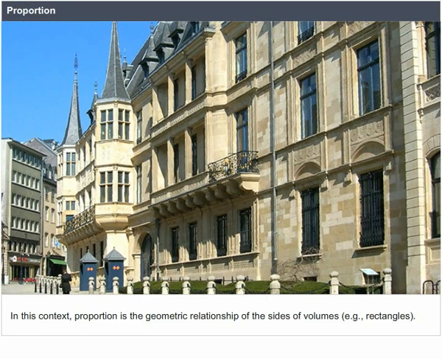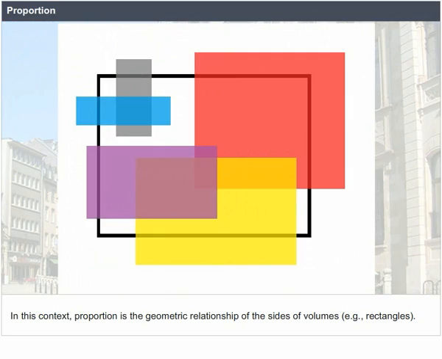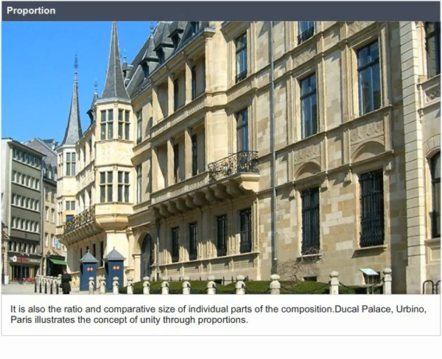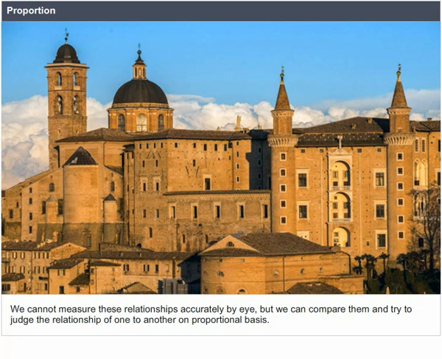Proportion. In this context, proportion is a geometric relationship of the sides of volumes, that is, rectangles. It is also the ratio and comparative size of individual parts of the composition. Ducal Palace, Urbino in Italy, illustrates the concept of unity through proportions. We cannot measure these relationships accurately by eye, but we can compare them and try to judge the relationship of one to another on a proportional basis.